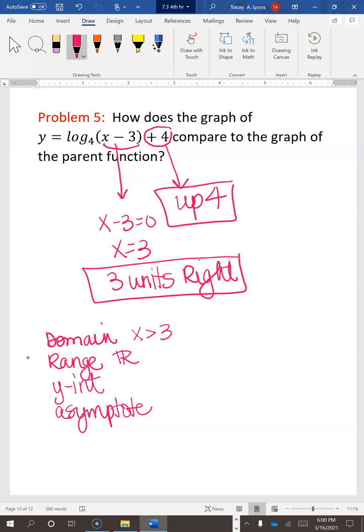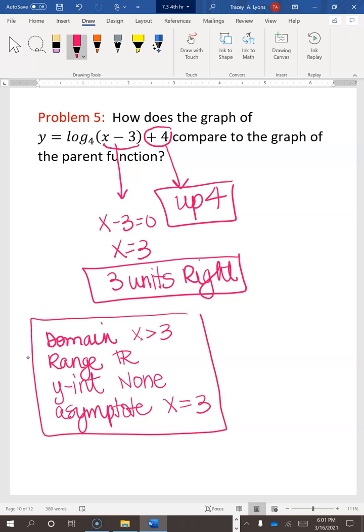There wasn't a y-intercept before, so when you move it 3 units to the right, there still is not a y-intercept. Now this one might change if you move it to the left, however. You'd have to pay attention to how many units left you'd go. And the asymptote line also moved to the right, so that's going to be at x equals 3. So just kind of pay attention to those. You could put them on a graph paper, but I just kind of wanted to describe what the changes were. So this one is affected by the move right, and so is the other at the bottom. So right 3 affects both the domain and the asymptote line.